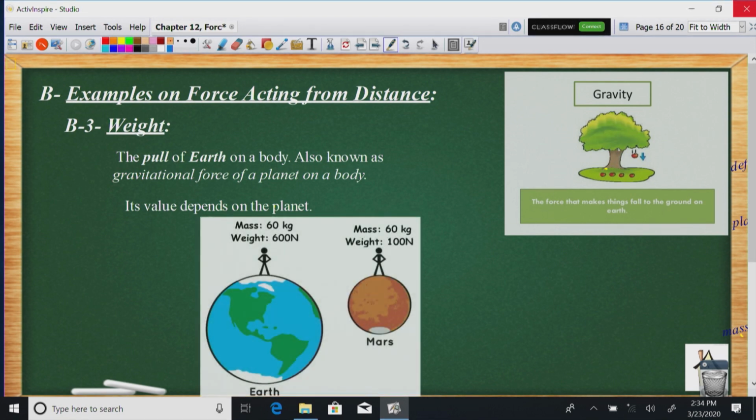For example, here a man having a mass of 60 kilograms on Earth. Mass is the quantity of matter, which we saw in grade 7. His weight is 600 newtons on Earth.